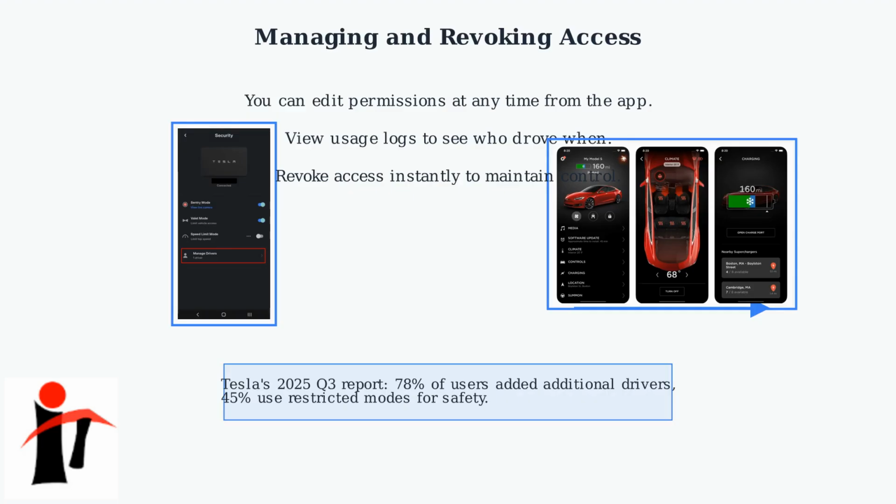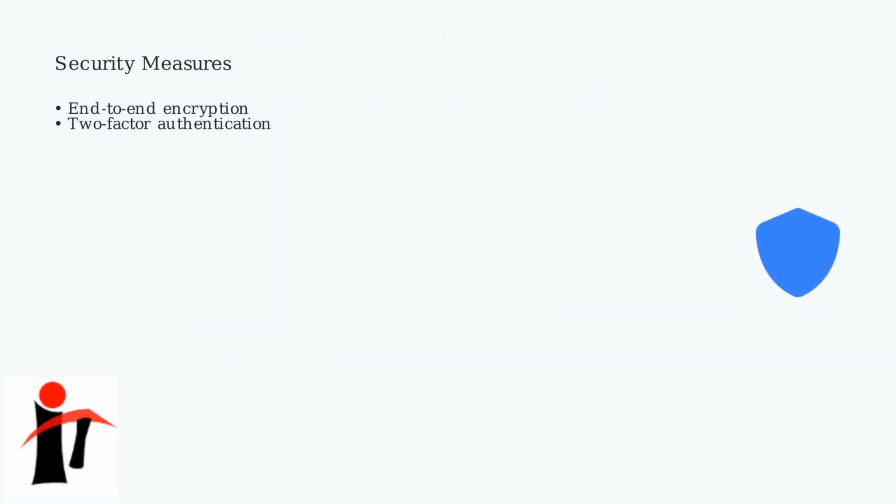According to Tesla's 2025 Q3 report, 78% of surveyed users have added at least one additional driver, with 45% using restricted modes for enhanced safety. Tesla employs robust security measures to protect your vehicle's access. End-to-end encryption ensures all data transmitted between your app and the vehicle is securely scrambled, preventing unauthorized interception. Additionally, two-factor authentication adds an extra layer of protection by requiring a secondary verification method beyond just your password.